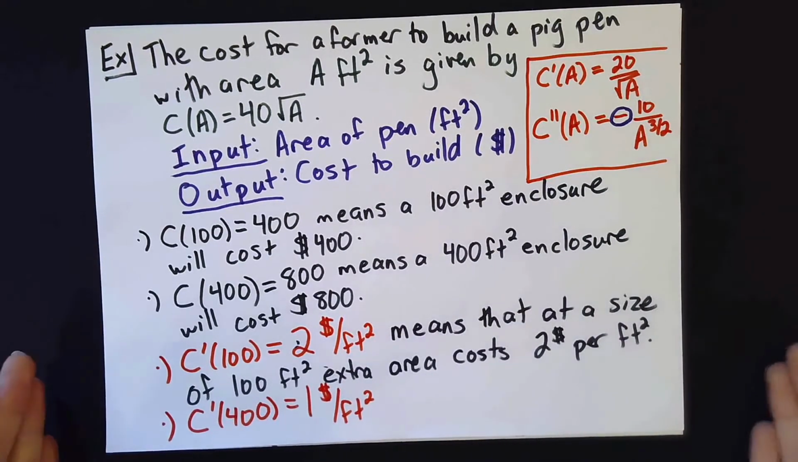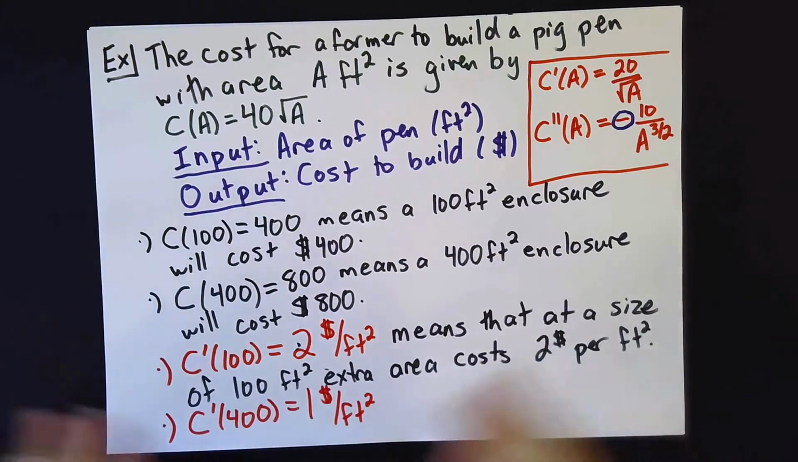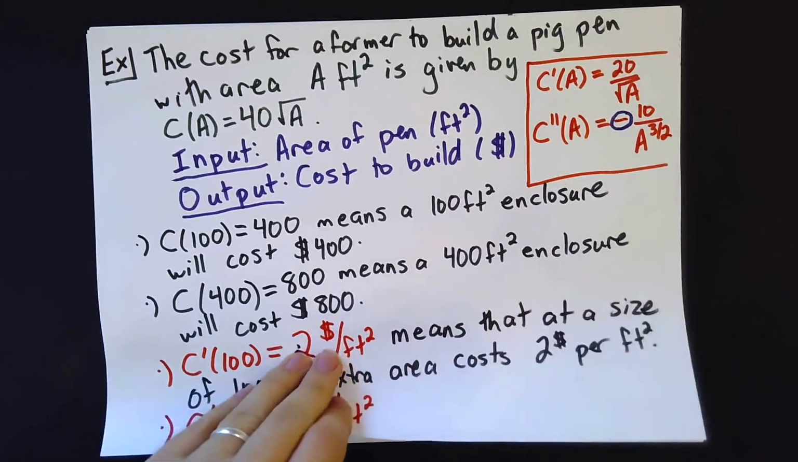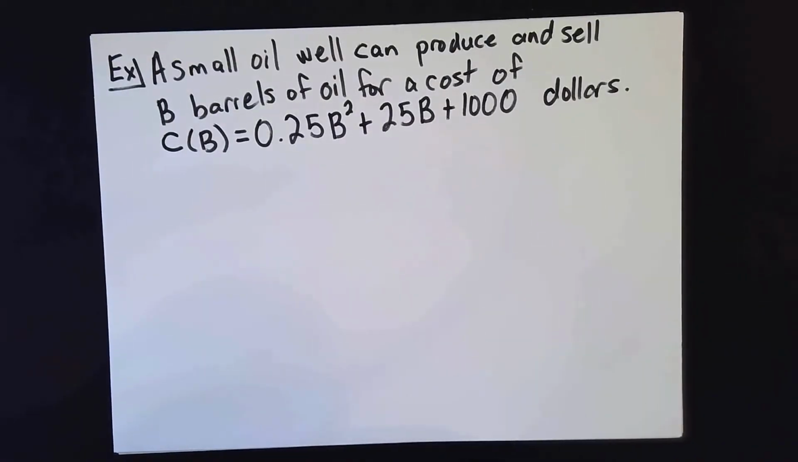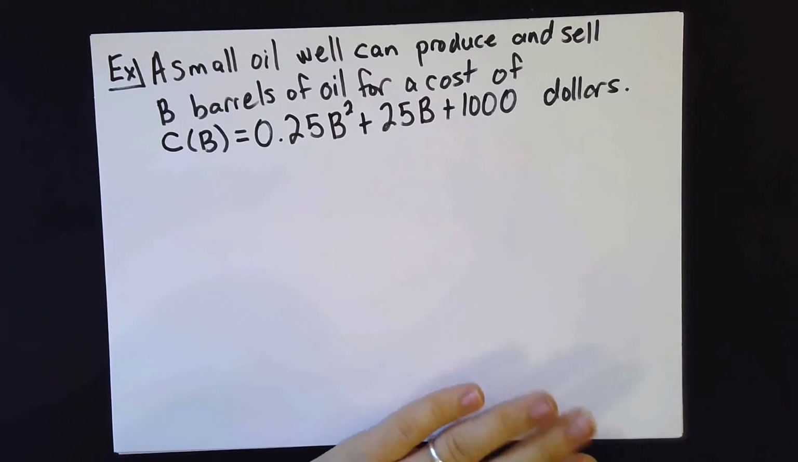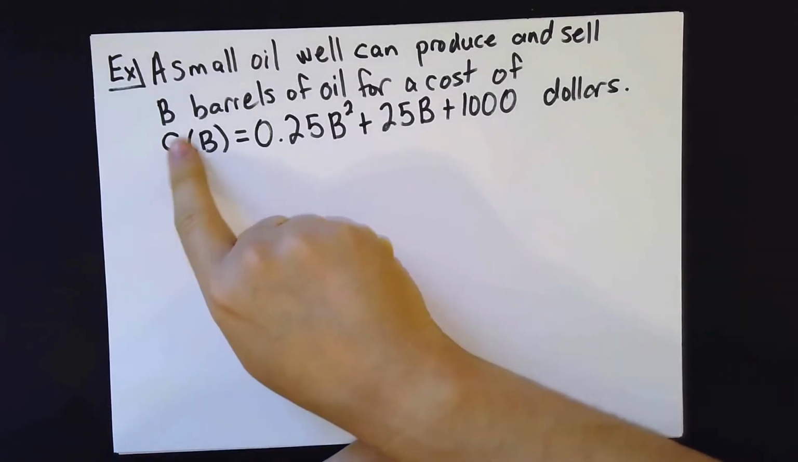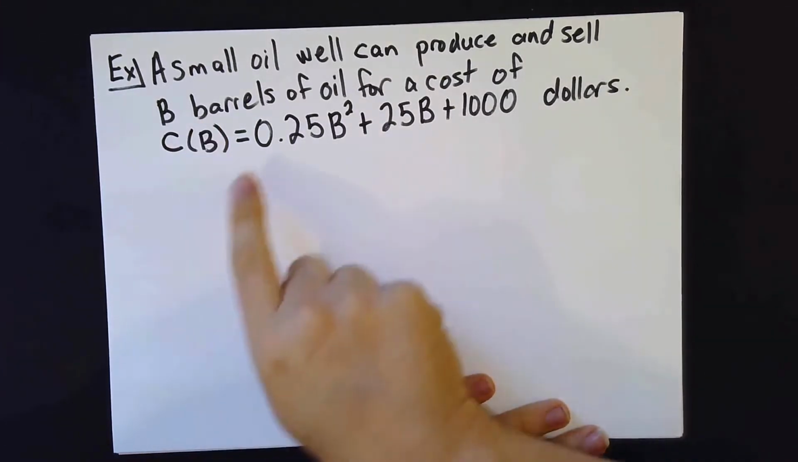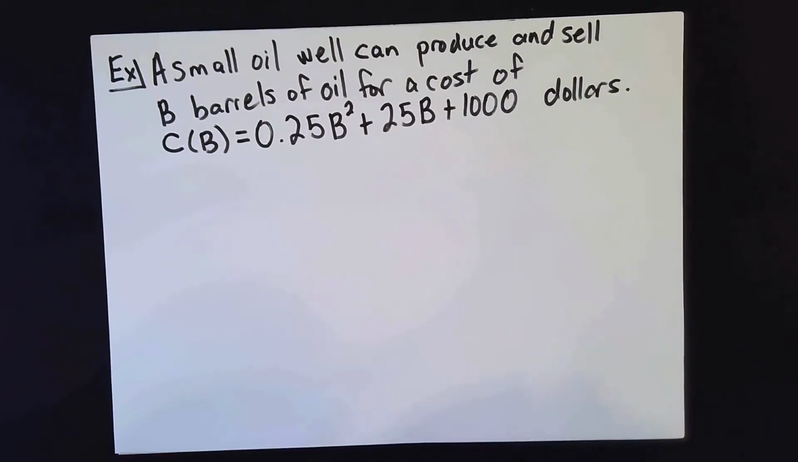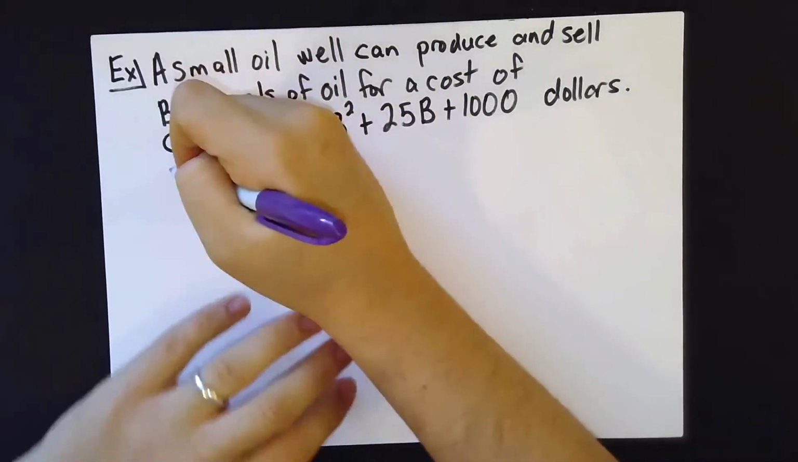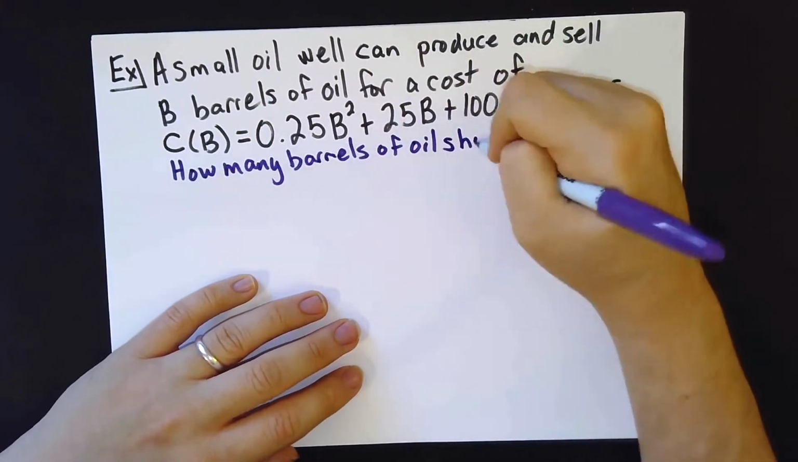Okay, so that's a personal example for a farmer where we can interpret all of these things. I want to talk about this from a business example as well. Okay, so now let's suppose we own a small oil well, and that each day the oil well can produce and sell some amount of barrels of oil. And the cost of producing and selling those barrels of oil is given by this function. And so whoever owns the oil well has to decide every day how many barrels of oil to produce.